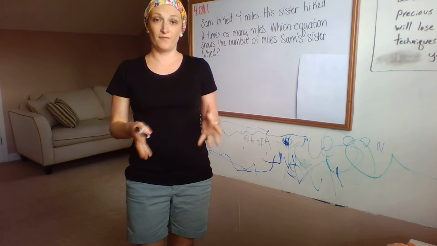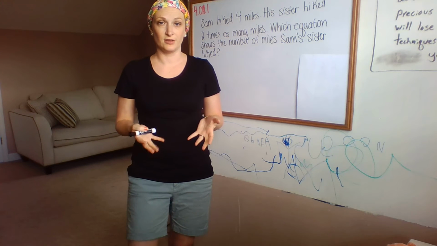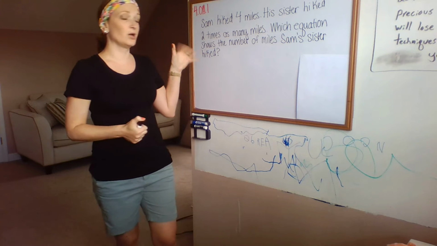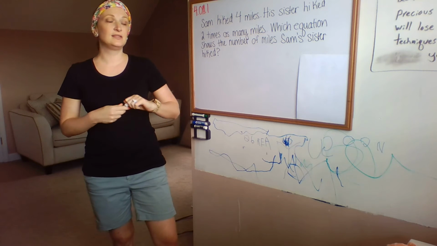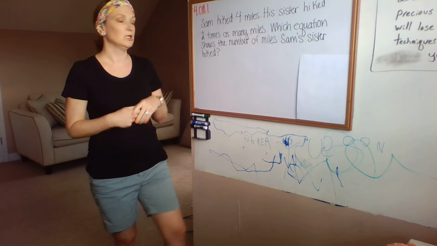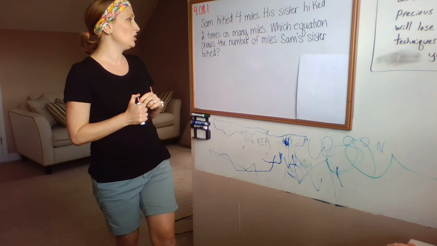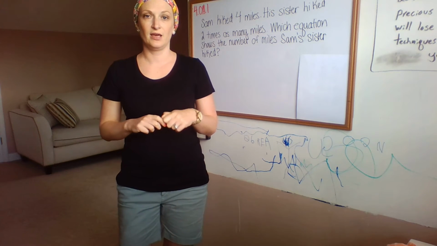So this standard is going to be 4.OA.1, which is an algebra standard. So we're going to start with a word problem. It says Sam hiked 4 miles. His sister hiked 2 times as many miles. Which equation shows the number of miles Sam's sister hiked?